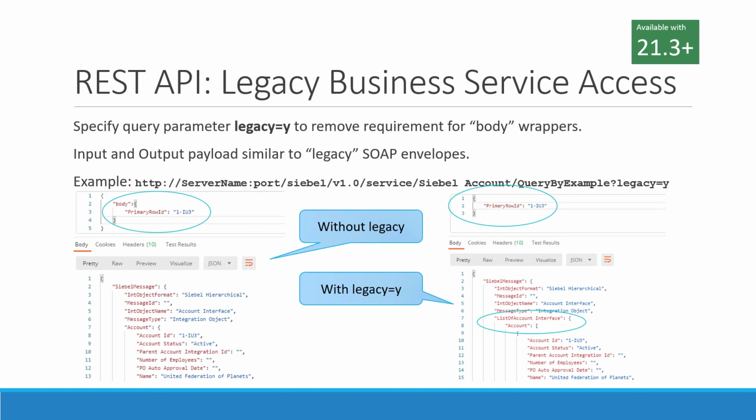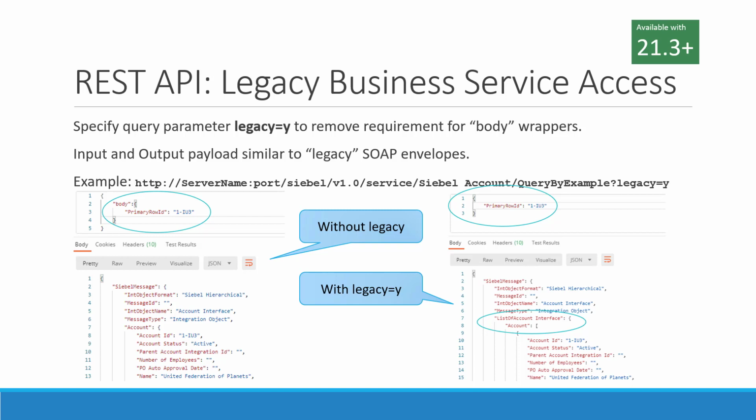And you see the run in Postman of that request to the Siebel account business service query by example. It returns an integration object hierarchy, but you also notice that when you set legacy to y, lowercase y, that's the value, then the body is not required. And also you get the typical integration object structure with list of account, for example. So the list of elements are included in the response as well.